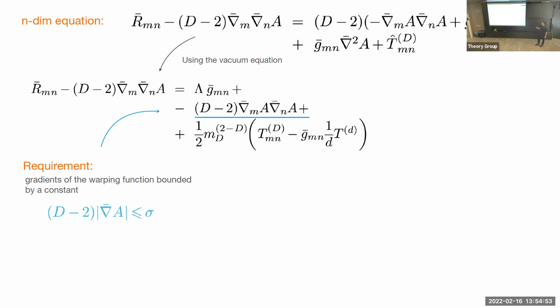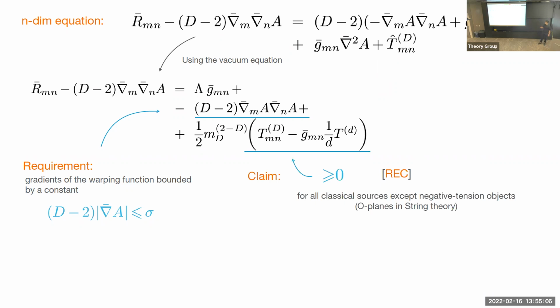And the third line is a peculiar combination of stress energy tensors: the stress energy tensor along the internal space minus the trace along the external space. My claim here is that this combination is non-negative. In particular, it's non-negative for all classical sources, like form fluxes of any dimension, scalar fields, and even localized objects like branes. But it's not true for localized objects with negative tension.